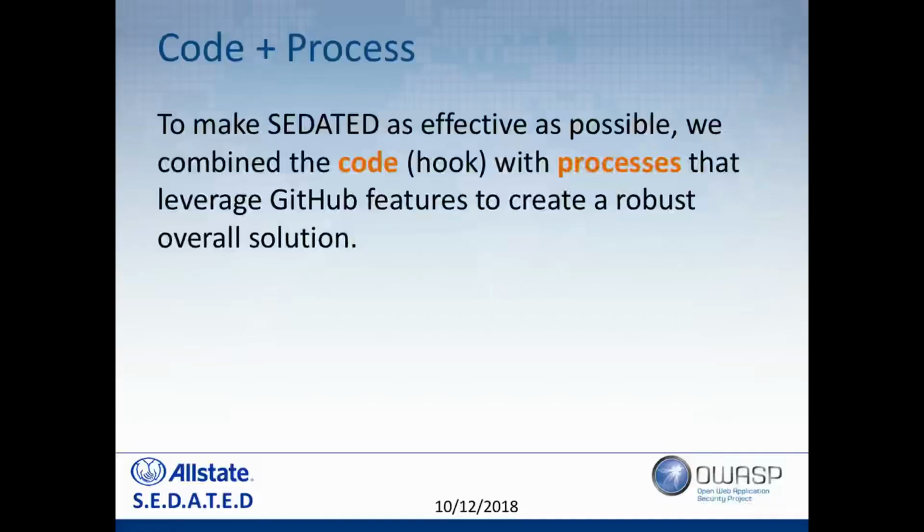So one thing we wanted to talk about as we're open sourcing this is how we combine this code that we're showing you with processes. This code on its own will do things, right? It's going to look for things. But we married this up with some processes that we're going to walk you through that really create an overall robust solution to this problem. You'll see here in a second why this is necessary. So we wanted to talk about those processes with you and explain those.